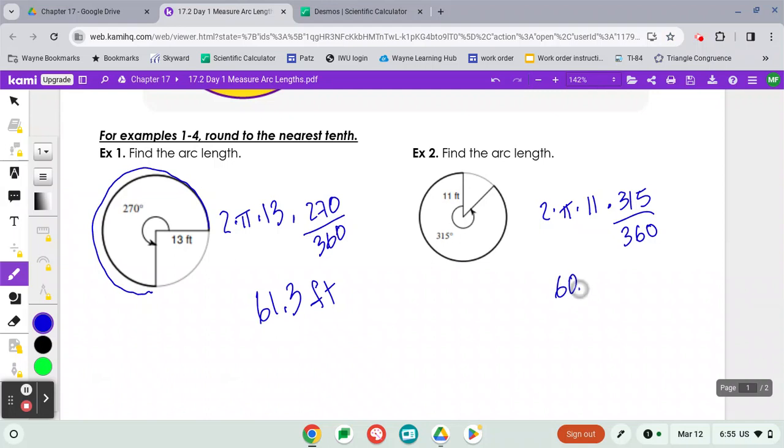And once again, it will only ever be feet squared if it's area. And here we are finding a distance, the length around the arc, right? So that is 60.5 feet.